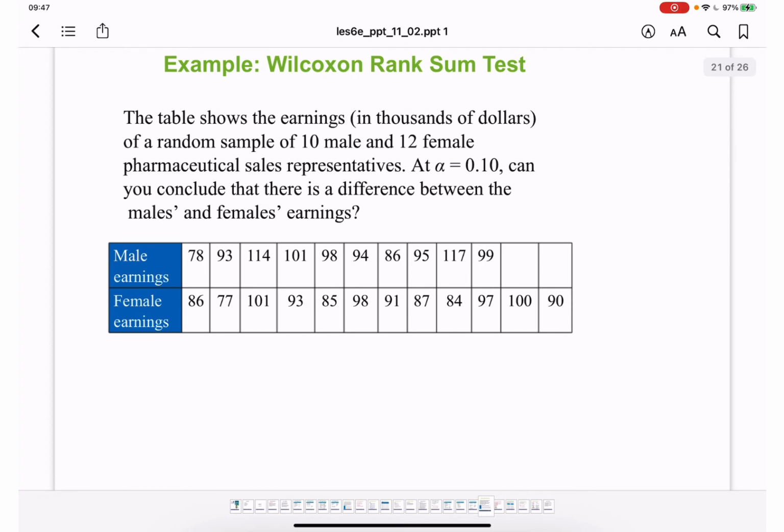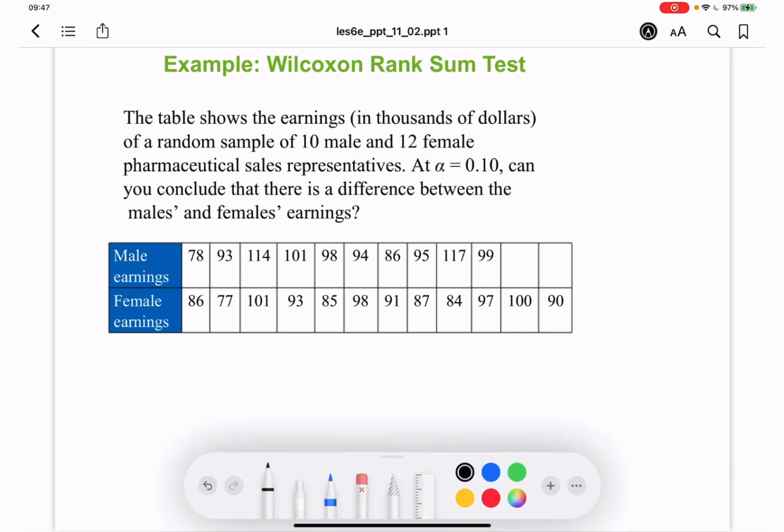So let's solve this problem. This table shows the earnings in thousands of dollars of a random sample of 10 males and 12 females. At alpha equals 0.1, can you conclude that there is a difference between males and females?